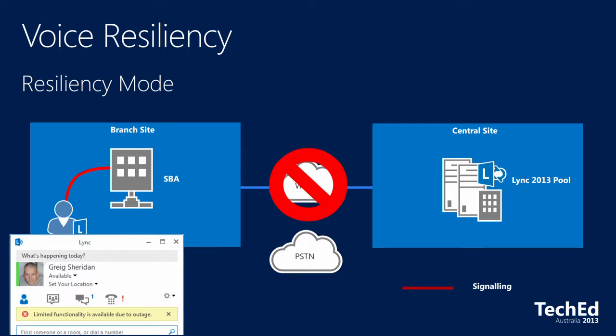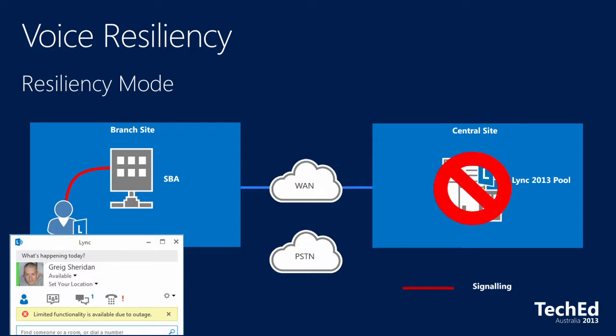In the event that we lose that WAN connection, Greg's still able to sign in because he's registering locally to the SBA, but you'll notice this message that pops up: "Limited functionality is available due to an outage." So effectively, Greg's in a resilient mode, so he's able to make and receive phone calls. We've got a table coming up that has the functionality, what works and what doesn't, but he is notified that not everything's going to work.